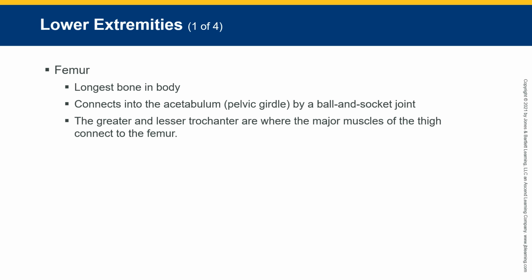In the lower extremities, you have the femur, which is the longest bone in the body. If somebody presents with a broken femur, that is a significant mechanism of injury. That person went through a significant amount of force for that to happen. The femur connects into the acetabulum, which is part of the pelvic girdle, via a ball and socket joint. The greater and lesser trochanter of the femur are where the major muscles of the thigh connect to the femur. Anytime you see weird bones or processes on a bone, that is usually an attachment for muscle, because that rough, sticking out part has extra surface area.